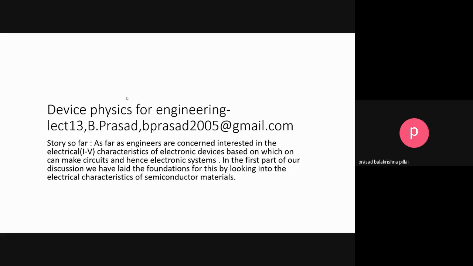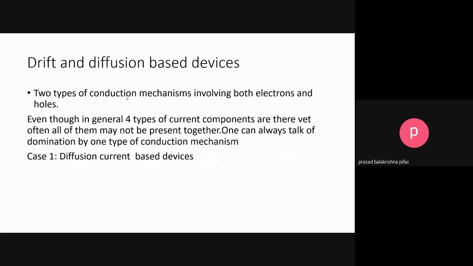So in the first part, we have laid down the foundation for this by looking into the electrical characteristics of the semiconductor materials. As we progress, you will understand how it has helped us, because that link should be clear. It's not that we are saying something in isolation. All these things are related. It's like a top-to-bottom approach: from materials, you go to the electrical characteristics, and then to devices. That is how we are approaching this. Then we have seen that we are now exclusively talking about the semiconductor materials.